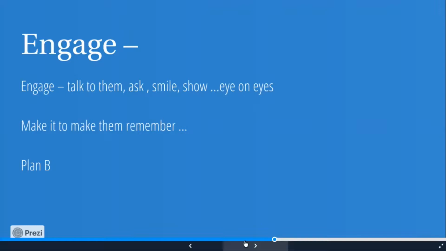When you set up your preparation, the preparation is not just the slides. Preparation is what you say with the slides. So always have a plan B. If this doesn't work, I'm going to go with this example, something like that. Plan B is a must.